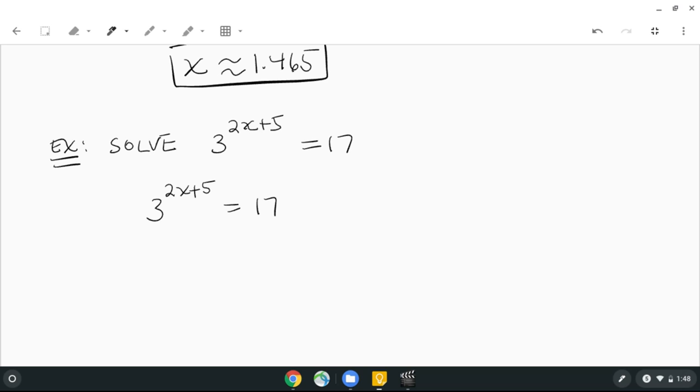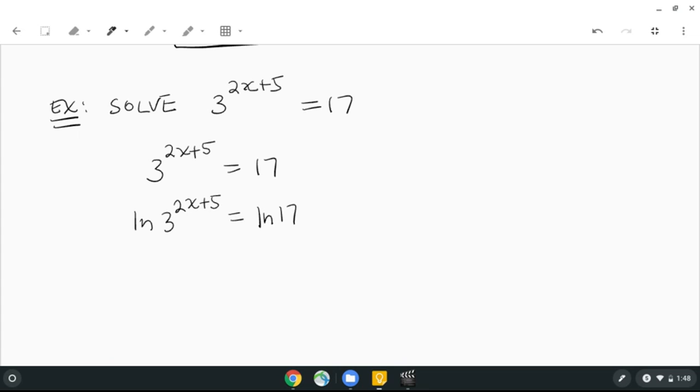My exponential is by itself, so I can go ahead and take the log of both sides. Three to the 2x + 5, and the natural log of 17. When I'm working these out, I don't really have a preference between the logs. There is less writing for ln than there is for log. Taking the log of both sides allows me to bring that exponent down.